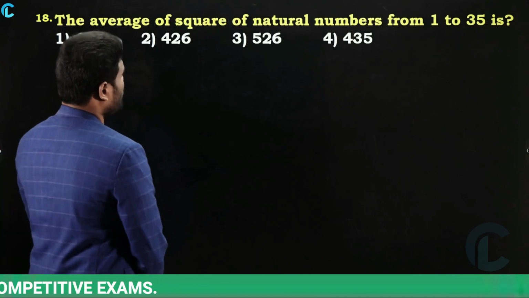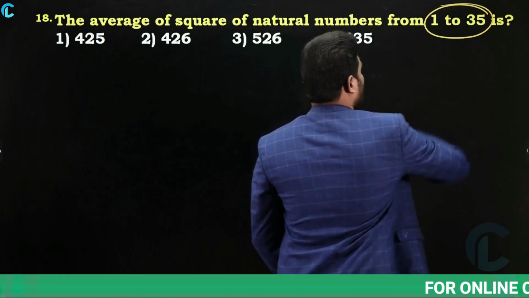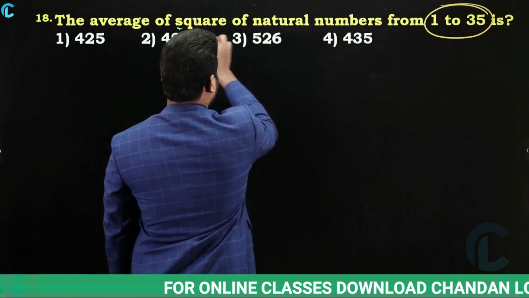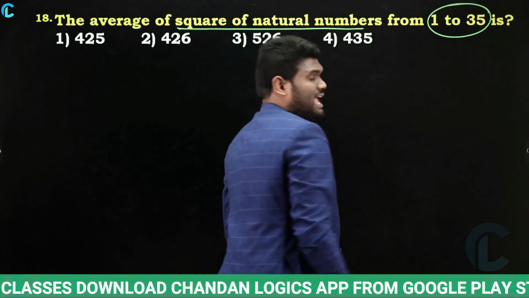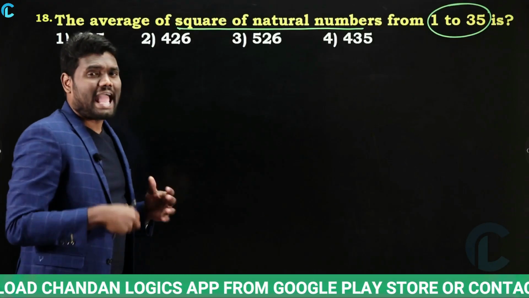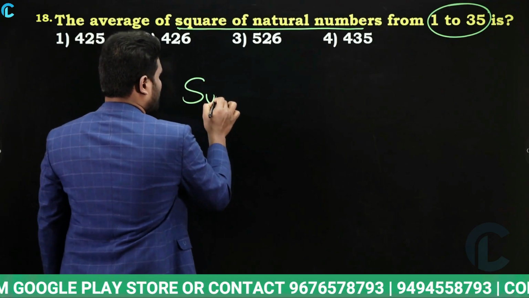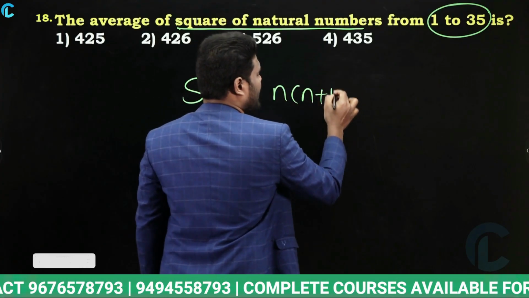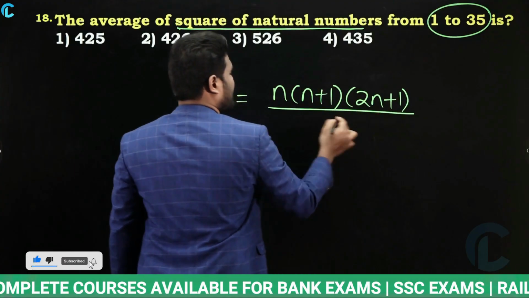Average of square of natural numbers 1 to 35. So we are asked to find the average of the squares of natural numbers from 1 to 35. Now this is the sum of squares of n natural numbers formula you need to use. Okay. Sum of squares of n natural numbers is n into n plus 1 into 2n plus 1 divided by 6.